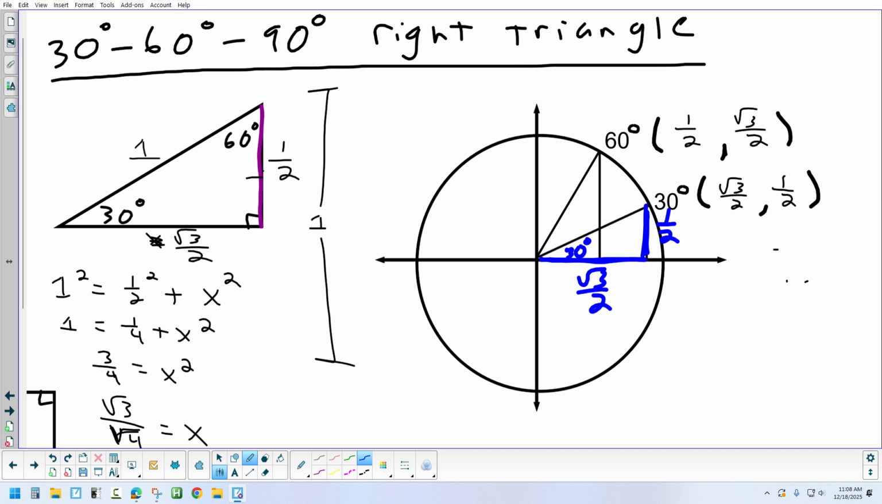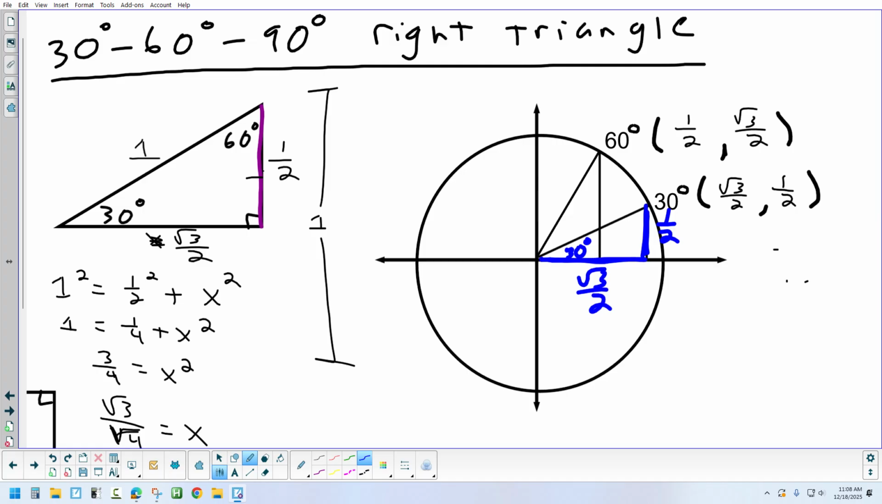Are we finding the coordinates for 60 degrees and 30 degrees? Yes, that's what we just found. So once we have those, they're going to stay the same. Correct. So we can put that on our reference sheet.